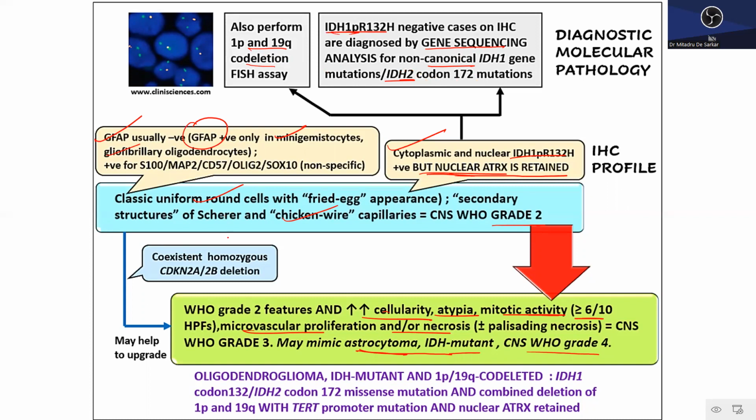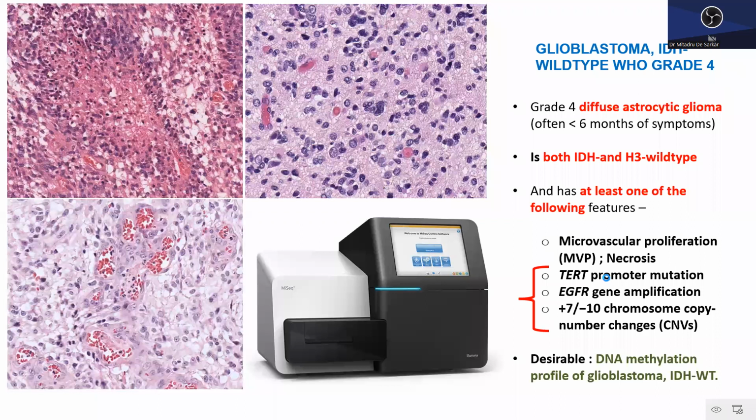What about CDKN2A and 2B deletion? So coexistent homozygous CDKN2A 2B deletion may help to upgrade the diagnosis of grade 2 to a grade 3. However, the relationship of CDKN2A and 2B homozygous deletion to upgrading something from grade 2 to a higher grade is not as robust as in the case of IDH mutated astrocytomas.